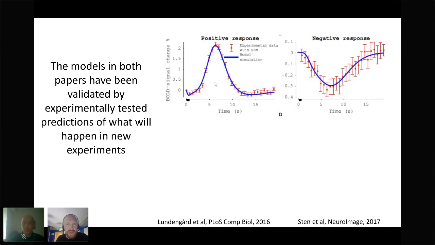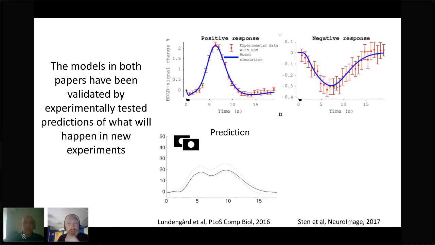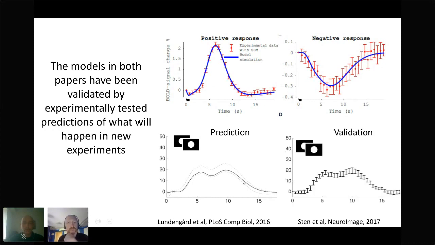This is agreement of the model with training data for the positive BOLD response. Again, the simulation is the blue line and the data are the error bars. And for the negative BOLD response, which is here to the right. Then we saw what happens if you, for instance, add a second stimulation. You show the person a second white circle with a certain time delay. Then the prediction is that it will instead look something like this, which was validated by new experiments that we did afterwards. And the same was true for all the other things that I will show you.